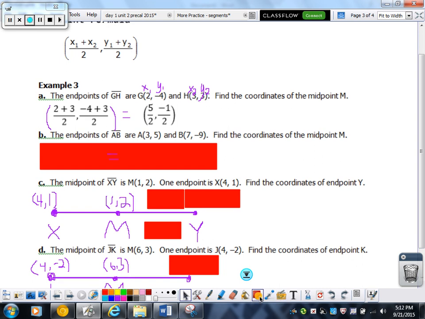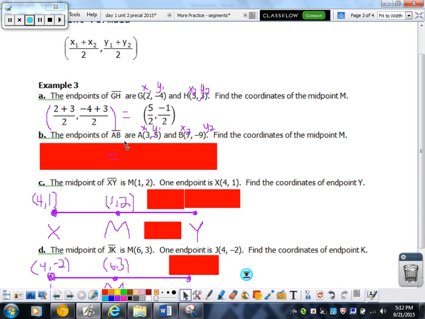Now they've given me two new endpoints of a new segment. Once again, I'm going to label everything. 3 will be x1, 5 will be y1, 7 will be x2, and negative 9 will be y2. Plugging into the same formula we used above.